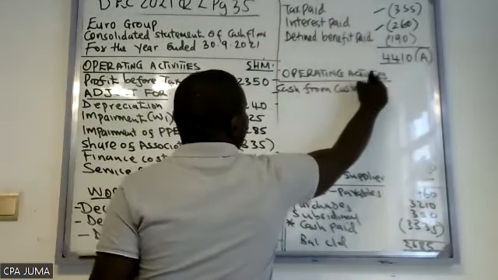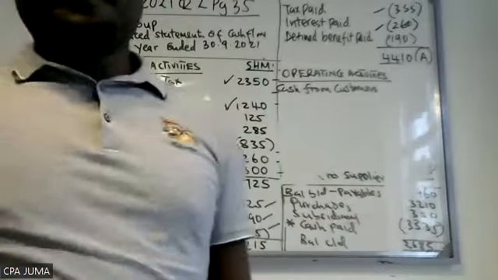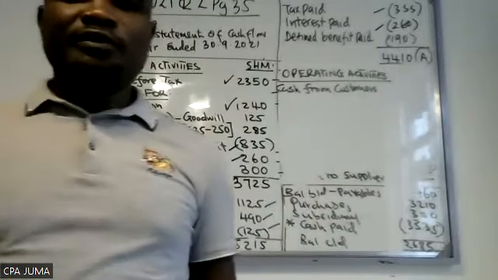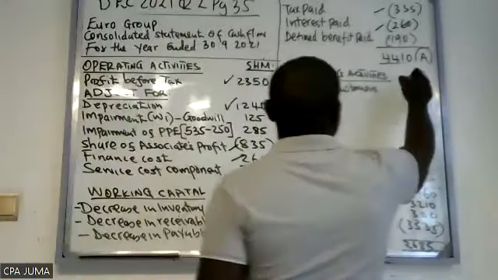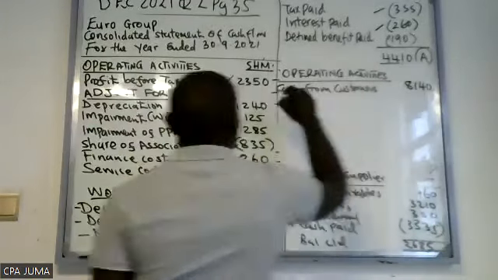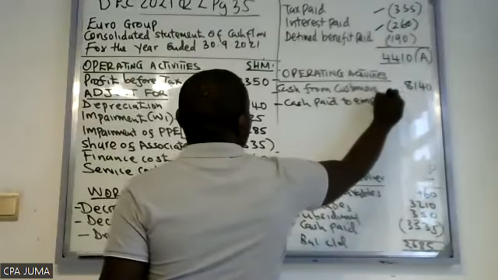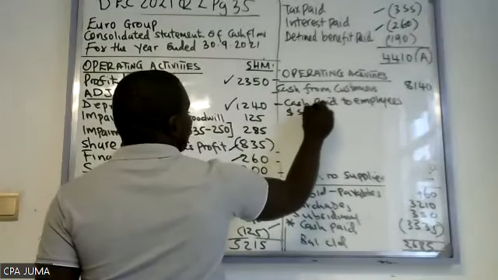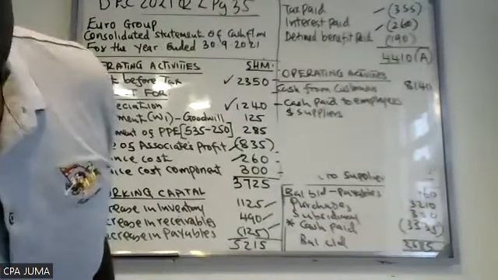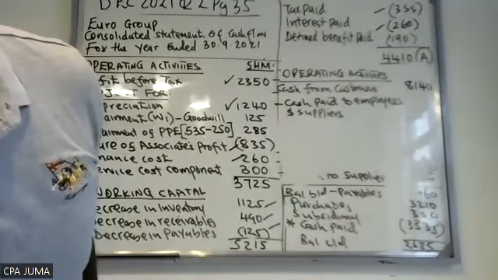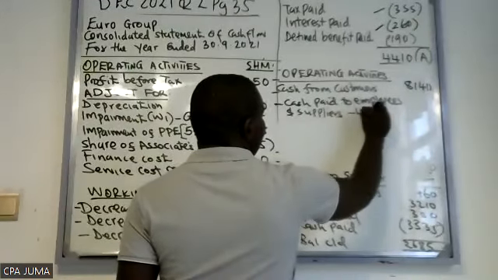Cash received from customers. How much was the cash received from customers? 8140. So here, 8140. Cash paid to employees and suppliers. Employees, we got negative. It was negative 410. So it will be minus 410 plus 3335.